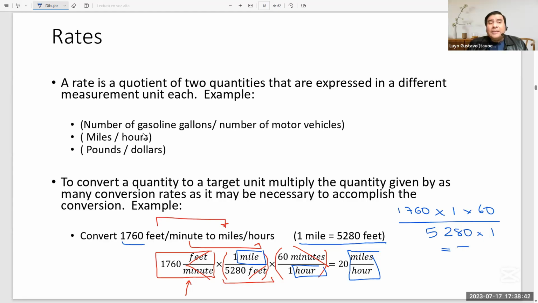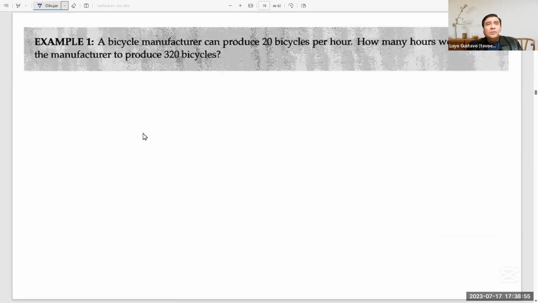And you can get the result is just 20. Okay, so that's the approach we'll use to solve the next rate questions. We'll see several ones to illustrate how this goes. Example number 1. A bicycle manufacturer can produce 20 bicycles per hour. How many hours would it take the manufacturer to produce 320 bicycles?